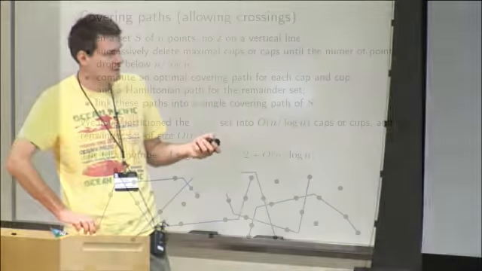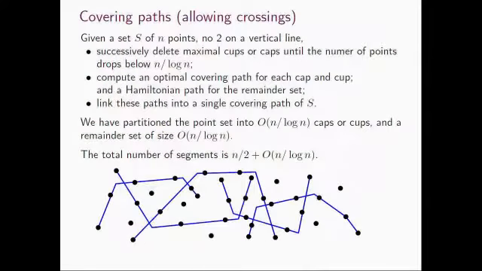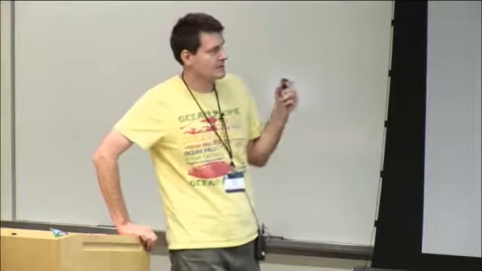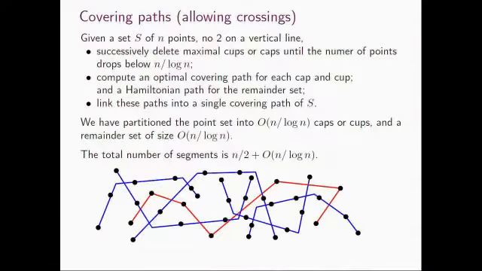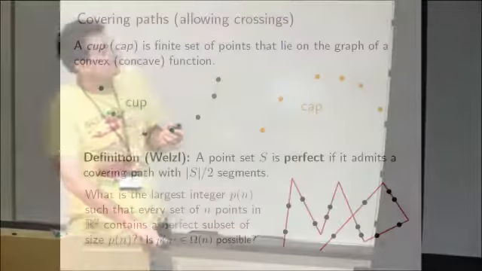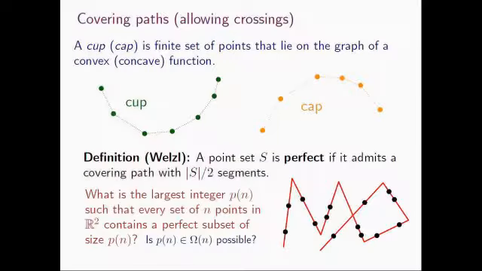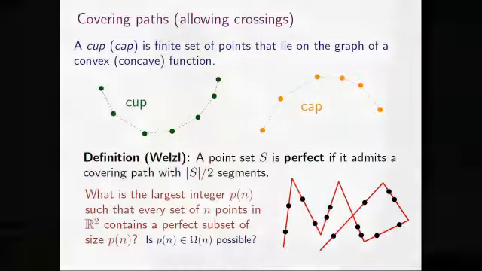So in pictures, this is how it would look. If you have a point set, we pick out caps and cups greedily, and then the remaining points are connected by some path, and they are linked together. So what is the other result? Let me stop for a remark here. The idea was to have a subset for which we have an optimal covering path.